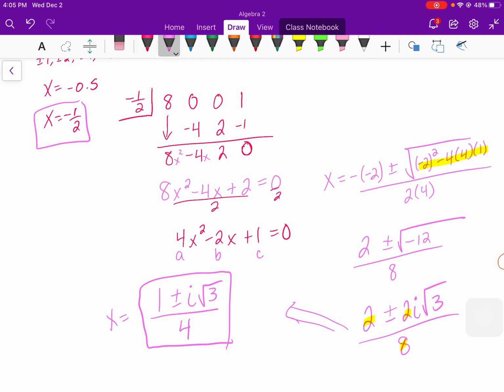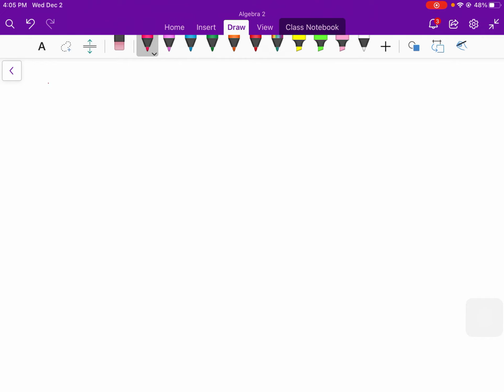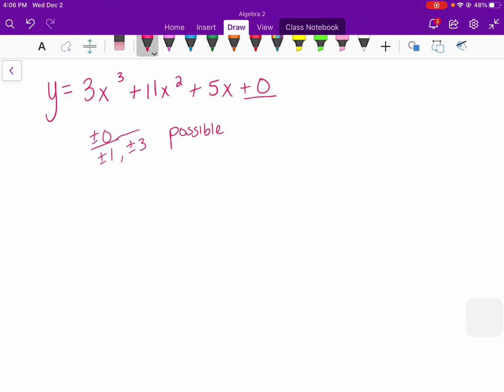Okay, I'm just going to do one more here. The last one I'm going to do is y equals 3x to the 3rd power plus 11x squared plus 5x. So this time my constant term is 0 at the end. So all the factors of my constant, which would be 0, over all the factors of my leading coefficient, 1 and 3, it's telling me that 0 is my only possible solution. So my only possible solution for this one is x equals 0 because my constant is 0.